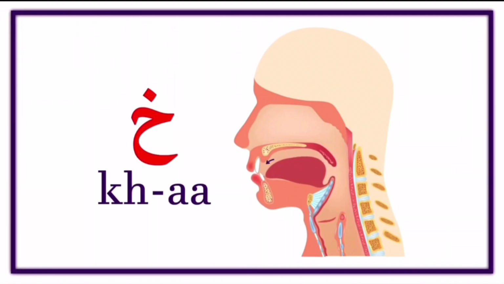Kha. The kha sound is pronounced from the top of the throat. So it's a throat letter. It's not from the back of the tongue like the ka sound. It's not ka, it's kha, deeper. And there's kind of a continuation there. Kha.